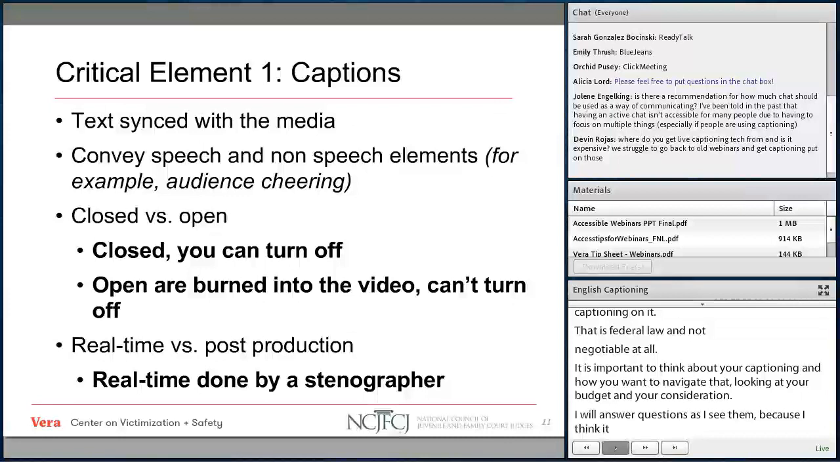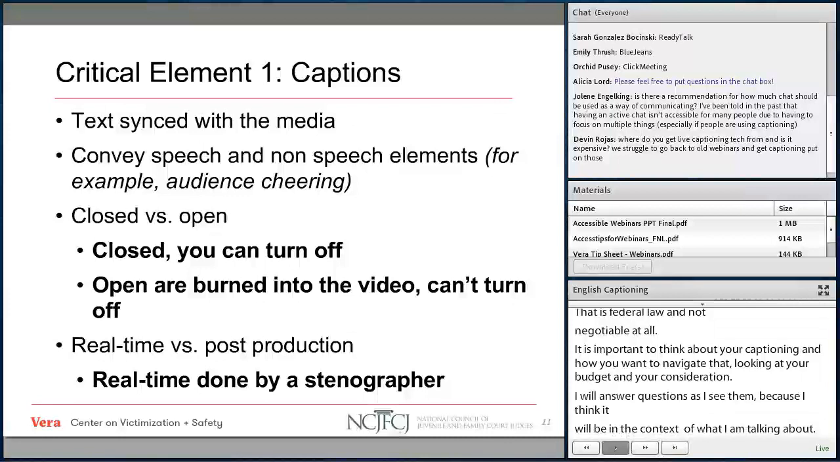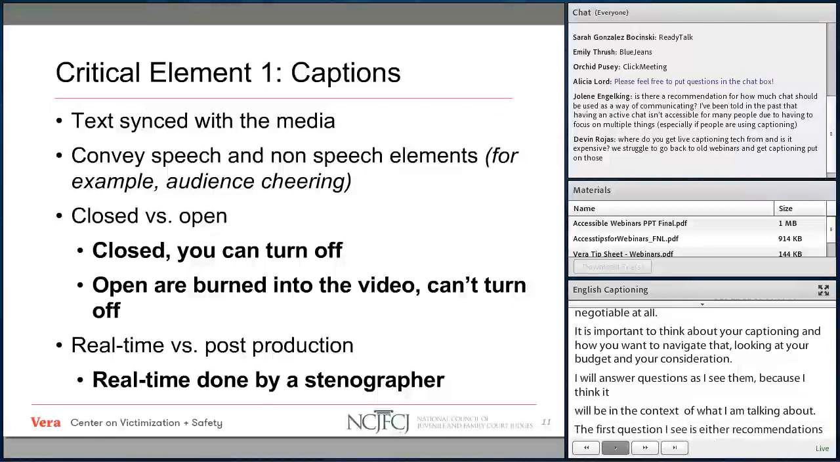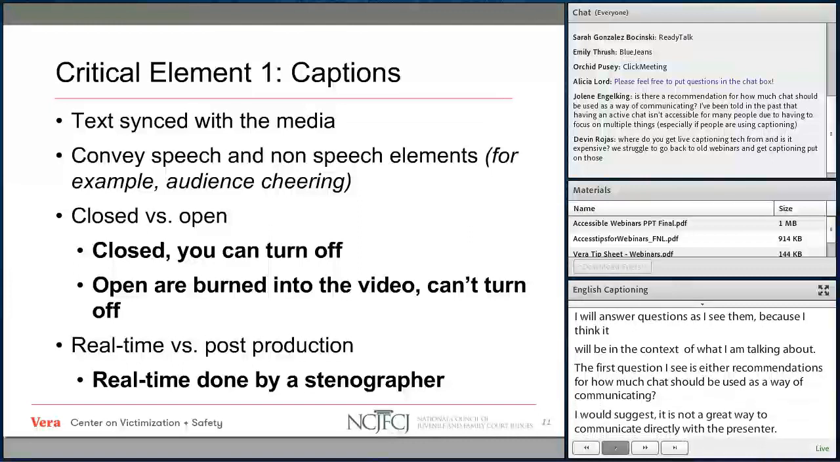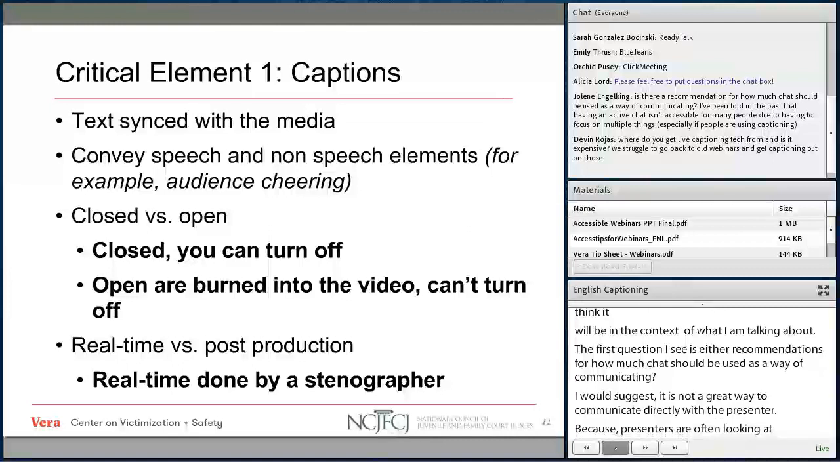I would suggest it's not a great way to communicate directly with the presenter, because presenters are often looking at their PowerPoint, or maybe the notes they have in front of them. So it's not always a great way to communicate with the presenter, but tech support people, which we'll talk about later in the presentation, facilitators who are kind of in the background, should be monitoring the chat box and bringing information to the presenter's attention as needed. It's a great way of communicating with each other.